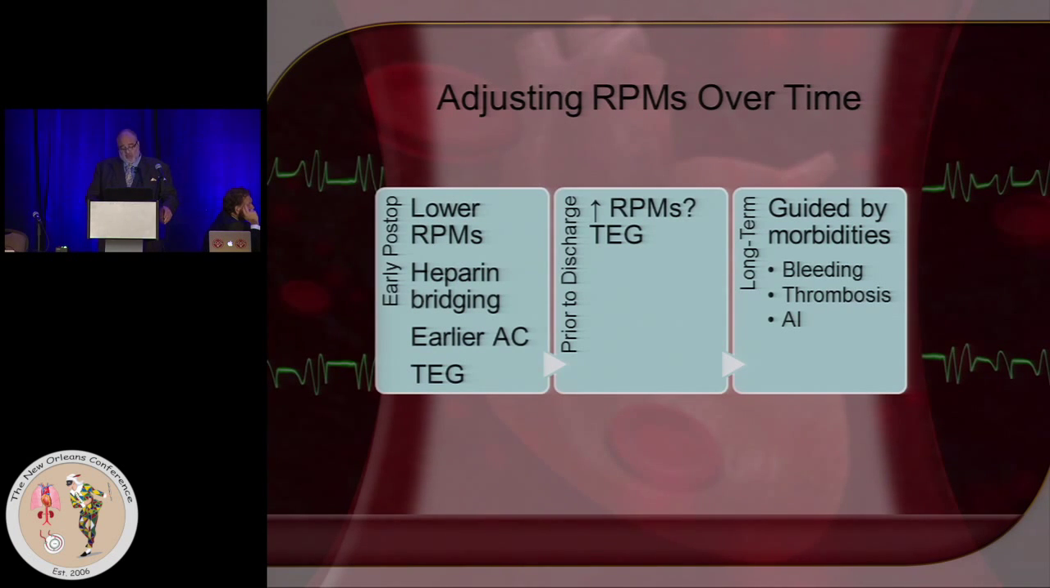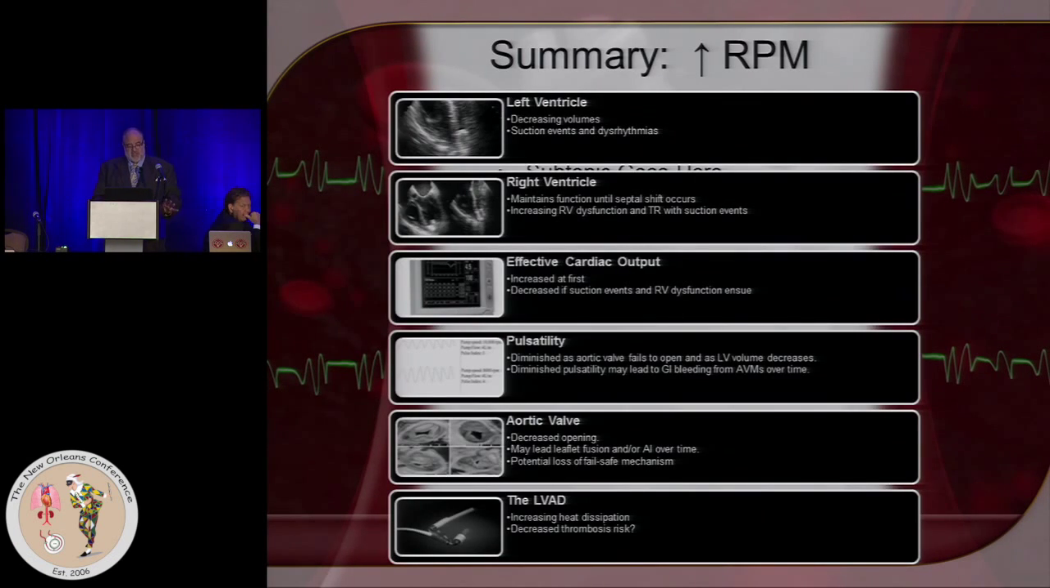And then long-term, most of the time, we're guided by the morbidities. If the patient's bleeding, we want more pulsatility if they have AV malformations. If thrombosis is the issue, and we've taken care of that, we may want to run higher pump speeds, AI, and so forth. This is just a summary of what I've just been speaking about.